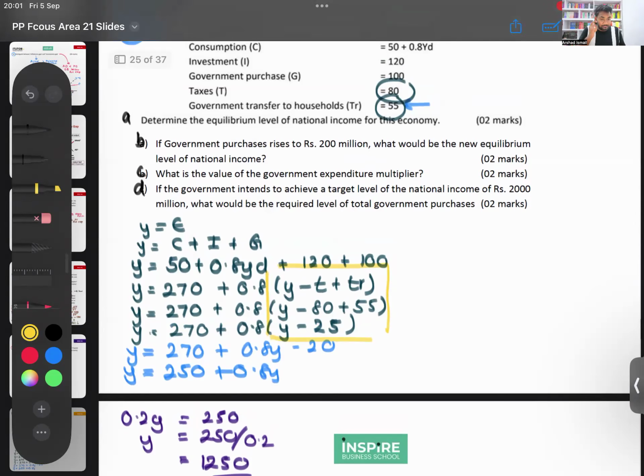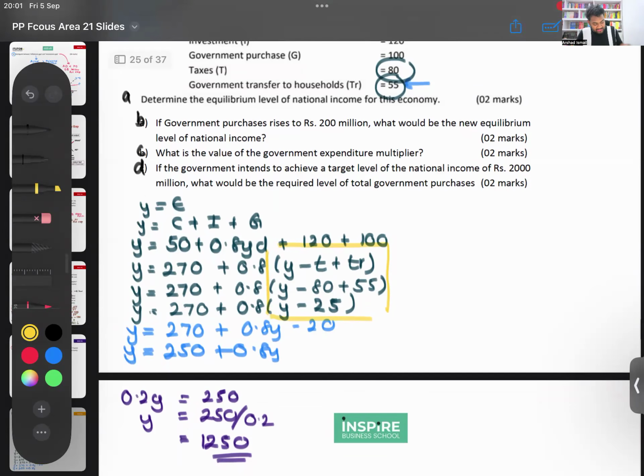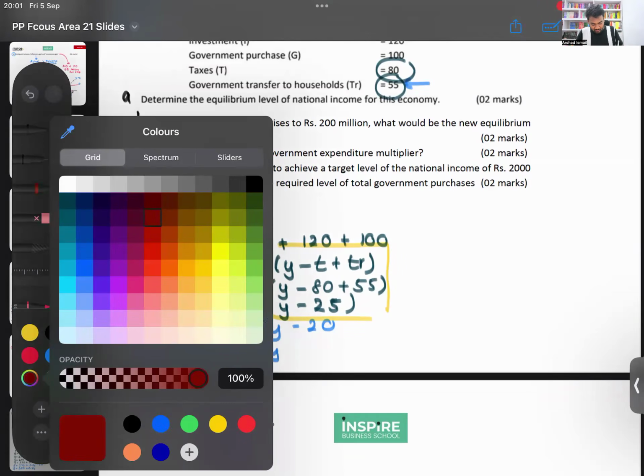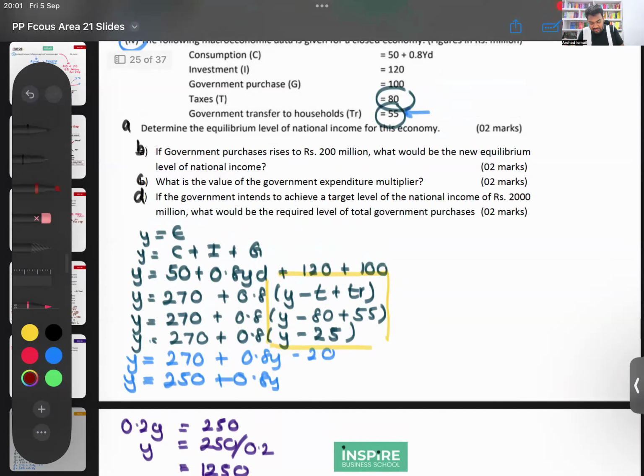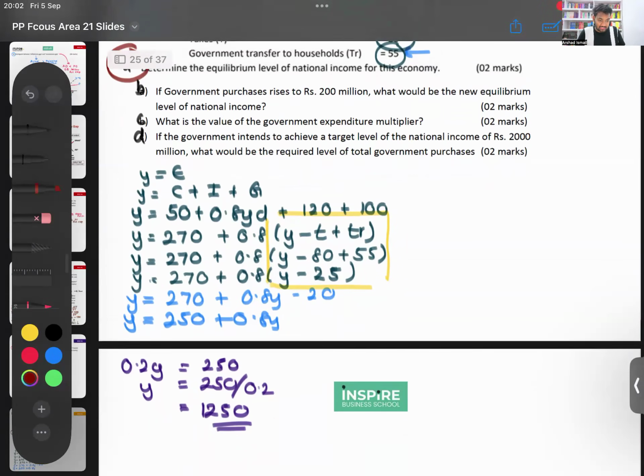Then part B. Part B is saying, if the government purchases rise by 200, what would be the new equilibrium? Do you want me to show W equals J here? Okay. Still in the first part, since one person wanted, I'll show the same equilibrium using the W equals J method. Transfers will get adjusted in the W equals J.